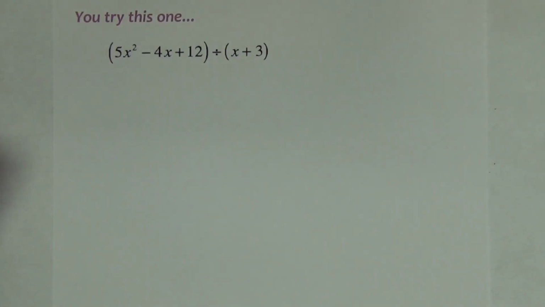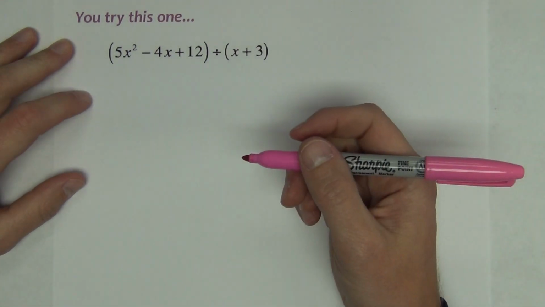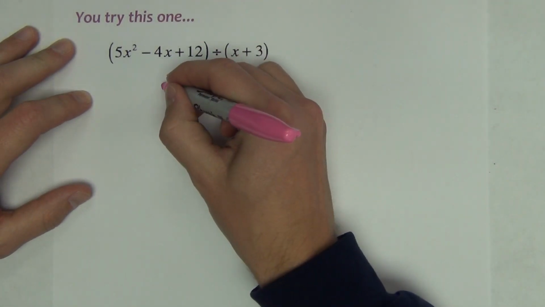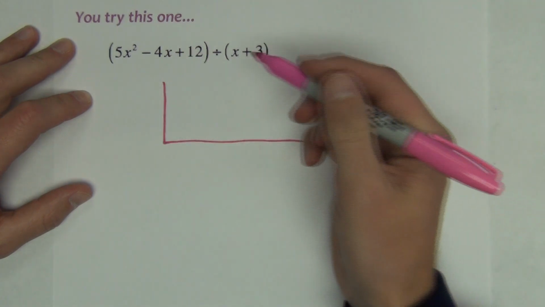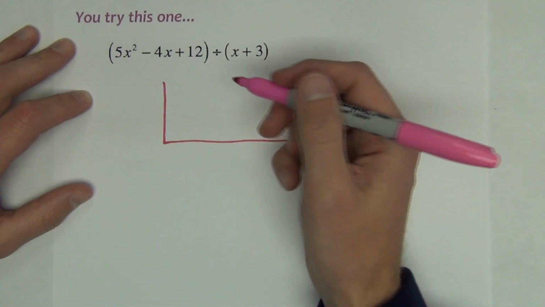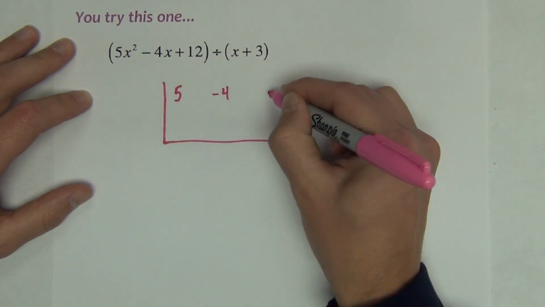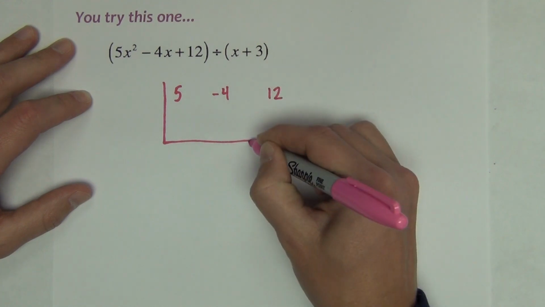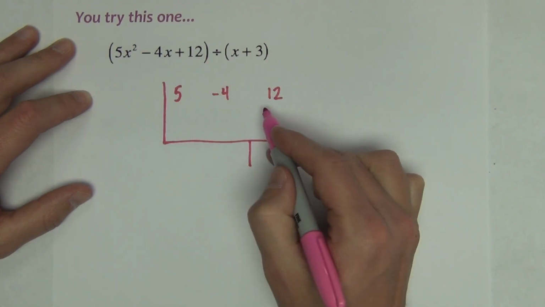Alright, one more to do, one more to try. This one, just kind of on your own, see if you can do this synthetic division. Again, I would pause this if you're at home and try it on your own. Otherwise, you might just continue to watch this straight through. Inside my synthetic division bar is going to go 5, negative 4, and 12. There were no missing powers of x here, so no zeros needed.